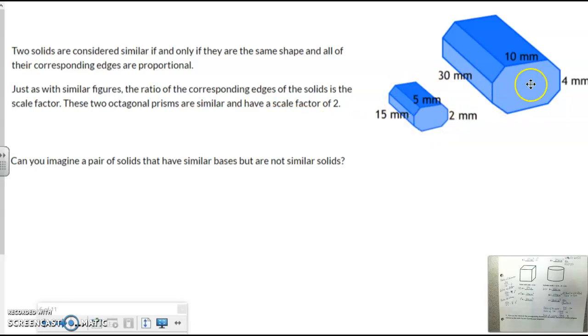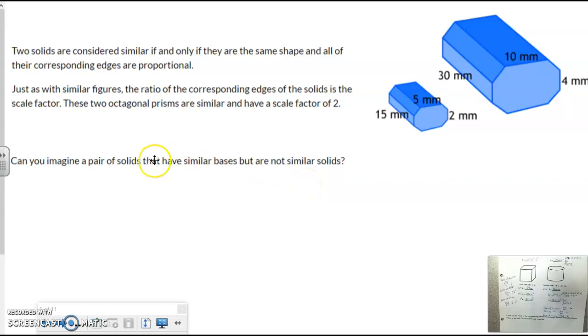So these two are similar because the edges double. So you can see that they all double. So this is 2 times bigger, so it has a scale factor of 2. Okay, the dimensions are 2 times bigger. Now what we're going to talk about is how the area is related to this and how the volume is related to this. It's eventually what we'll get to.